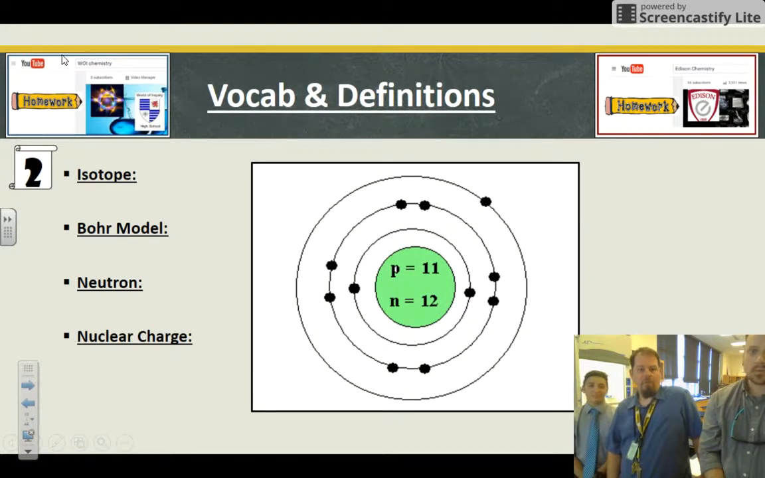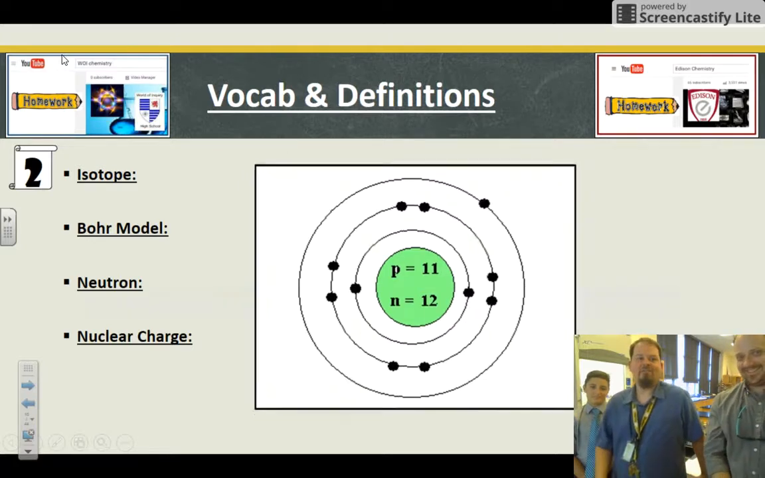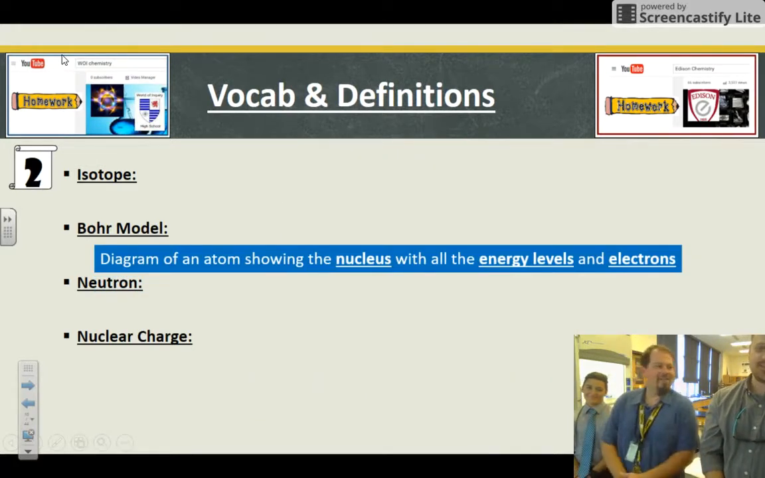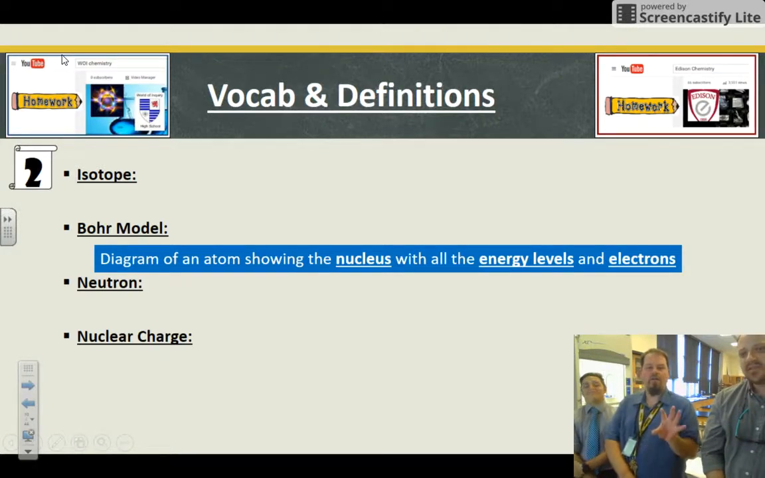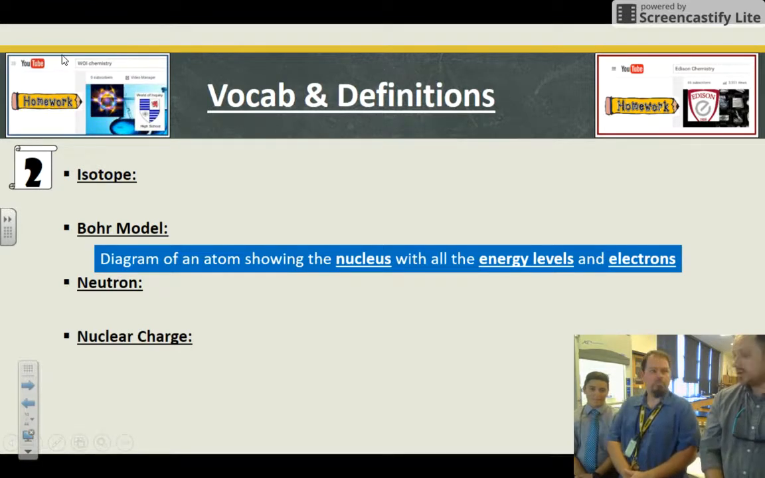This is a Bohr model, what we call the planetary model. Looks pretty boring. It's a diagram showing not just the nucleus, but all the energy levels and the electrons in each energy level. So this is like the map with the most info. It's a map of the atom.